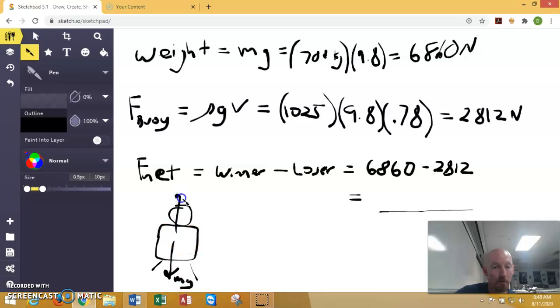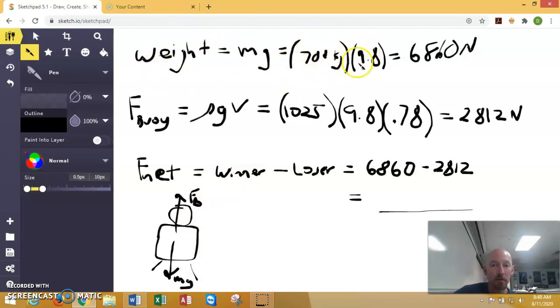There's an upward force, and that's the water trying to hold it up, and that's called your buoyant force, FB, or F buoy. I usually call it FB, right? So you have these two forces. You've got to figure out what those two forces are. Okay, so I solve for the weight first.